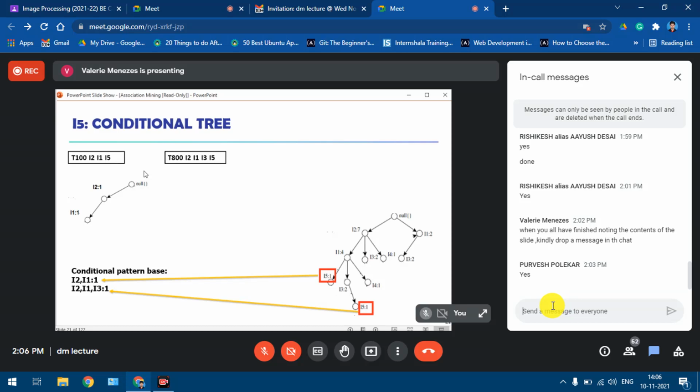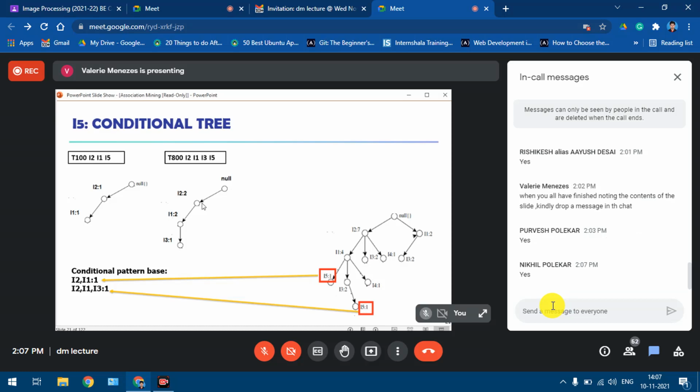So we plot again. Do we have the I2, I1 branch already here? We already have a branch, so we just increment the count of I2, I1, and we only add a branch for node I3 from I1. We increment the count of I2, I1 to 2. Why is this incremented to 2? Because the nodes I2 and I1 are traversed twice. Have you all understood till here?